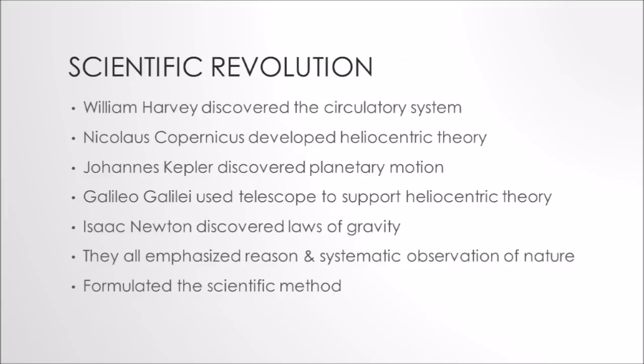In the scientific revolution, there were many inventions. William Harvey discovered the circulatory system, Copernicus the heliocentric theory, Kepler the planetary motion, Galileo the use of the telescope to support the heliocentric theory, Newton and his laws of gravity. They all emphasized reason and systematic observation of nature and formulated the scientific method.